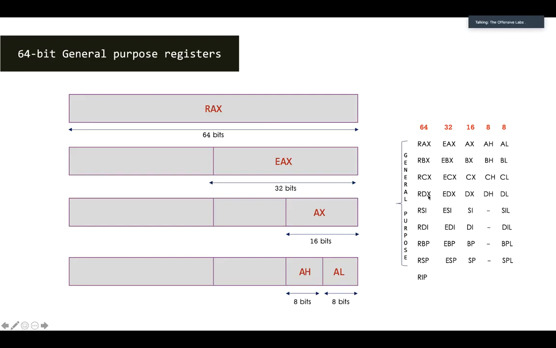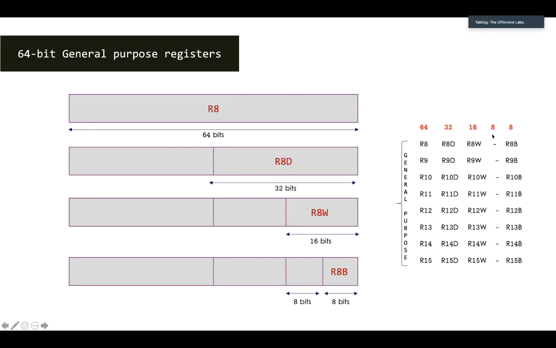RAX, RBX, RCX, RDX, RSI, RDI, RBP, and RSP. These are the general purpose registers that you can easily compare with the 32-bit registers that you might have already seen. But in 64-bit, there are a few more additional registers that you can use. Here they are. These registers were not available in 32-bit processors. So R8 to R15 are the new registers that were introduced in 64-bit Intel processors, right?